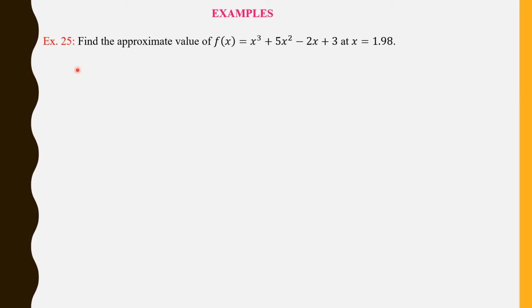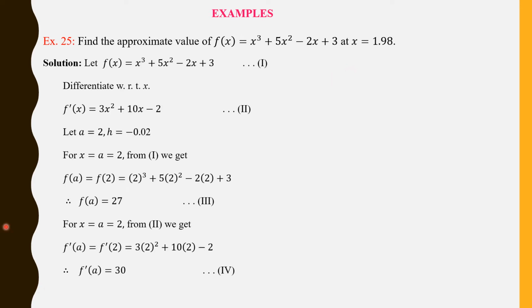Example 25. Find the approximate value of f(x) = x³ + 5x² - 2x + 3 at x = 1.98. Solution. Here we have the given function f(x) = x³ + 5x² - 2x + 3, denoted by equation 1.